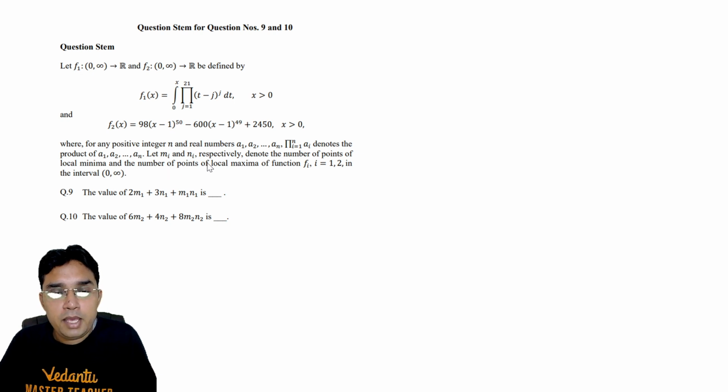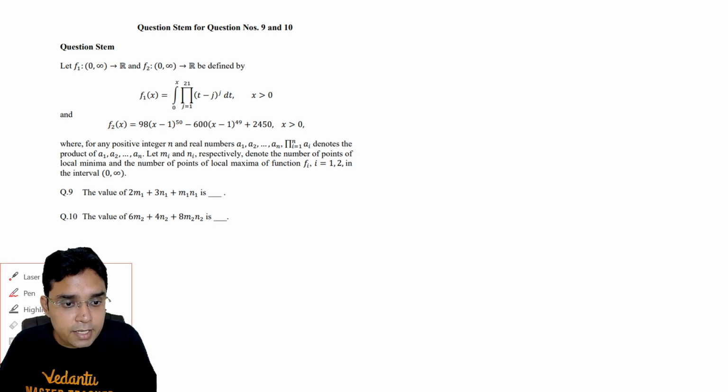Then mi and ni respectively denote the number of points of local minima and number of points of local maxima of functions fi, i is equal to 1, 2, in the interval (0, infinity). Then we have to find the values of m1, n1 and m2, n2. Okay, let us see how to do this.